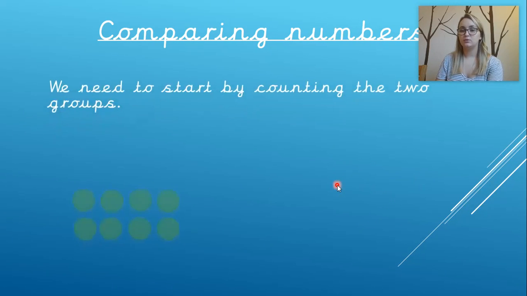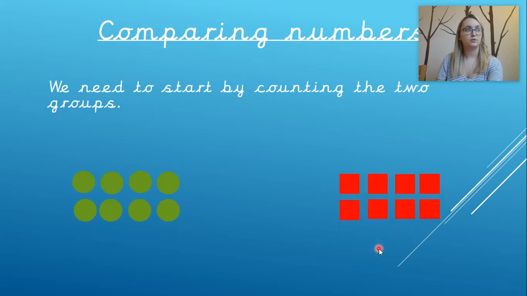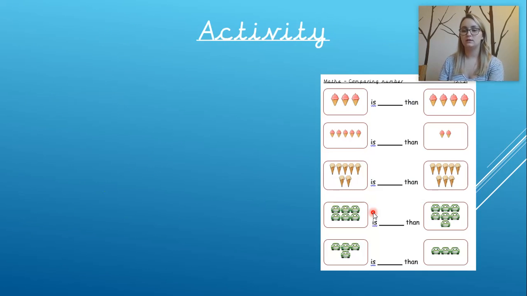And then the last one we were looking at was 8 circles and 8 squares. So we're going to use the equal sign because each side of the equal sign is the same. So 8 is equal to 8 because they are the same.